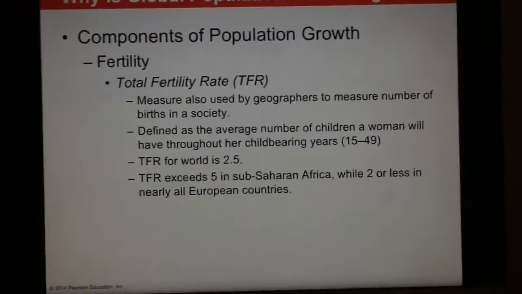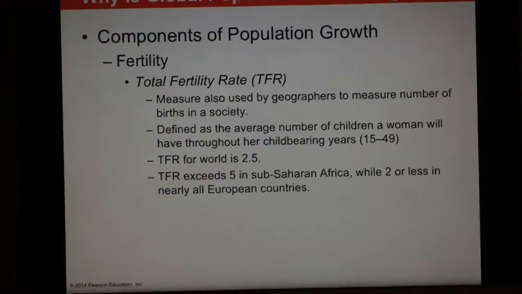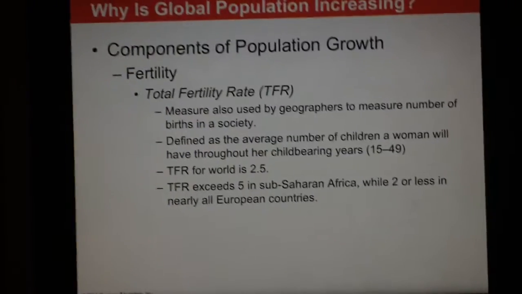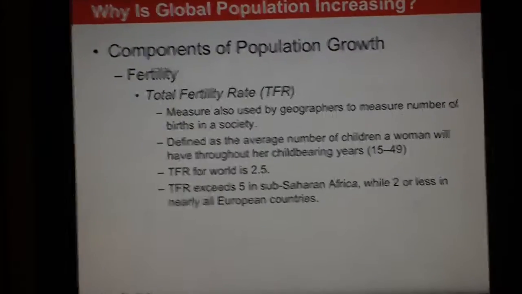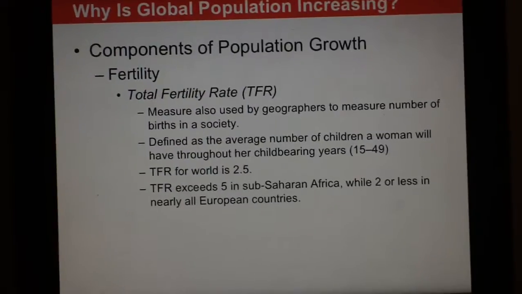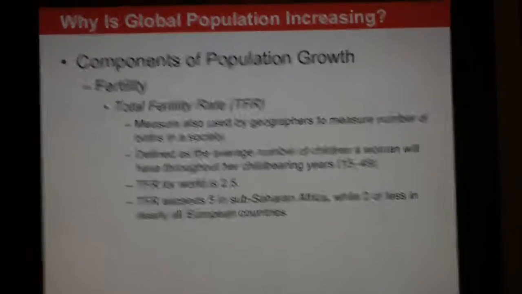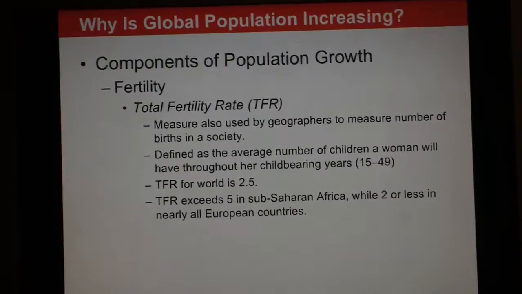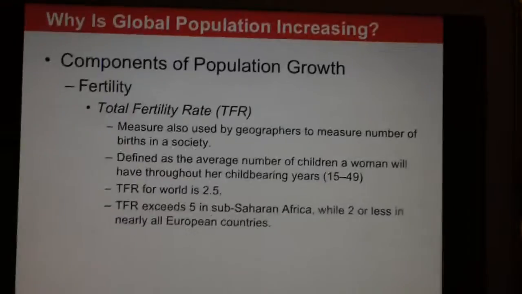And the TFR for the world is 2.5. So that is the average number of children in the world. It exceeds 5, however, in sub-Saharan Africa, and 2 or less in nearly all European countries. So remember, the TFR for the world is 2.5, which is the average. Higher than that in sub-Saharan Africa, lower than that in nearly all European countries.